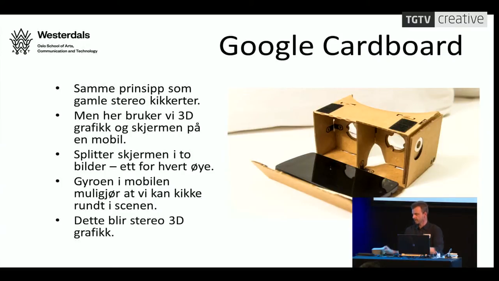Exactly the same principle applies with a Google Cardboard, but you use the screen of your telephone with a split image in stereo and 3D graphics. And as well, have you tried the Google Cardboard? Yes, you use the gyro in the telephone to make the movement, so you can look around in your world.